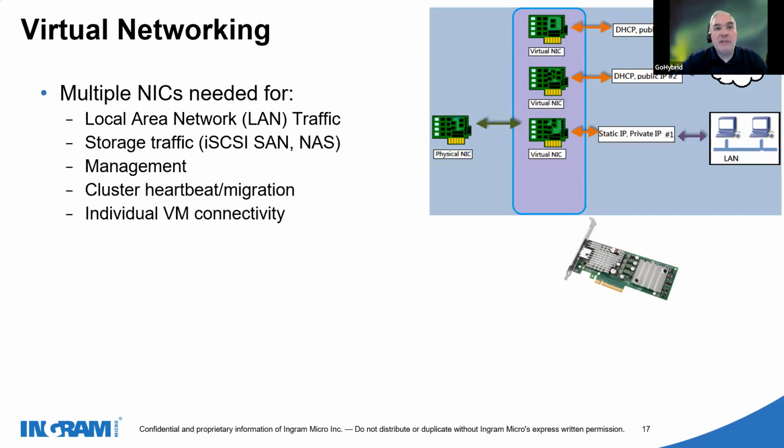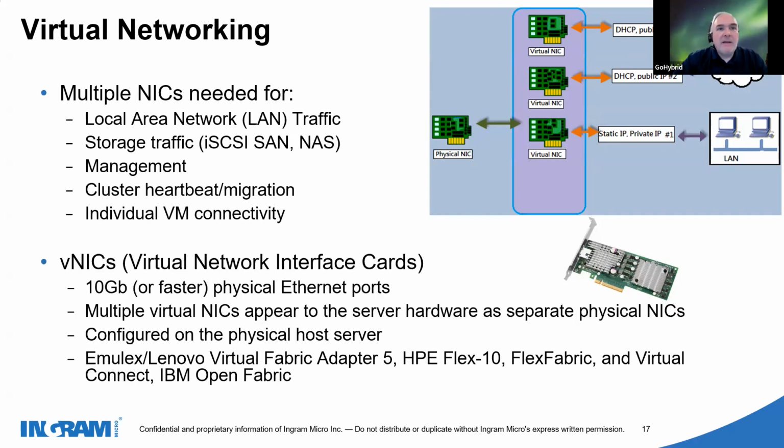These are some of the different uses for NICs on a server. Many of them, such as management or cluster heartbeats, don't use a lot of bandwidth, and they might not need the full bandwidth available through a NIC port dedicated to them. Virtual NICs are sometimes, but not always, found as a feature on 10 gig or faster NICs. Emulex, HPE, IBM, and Lenovo all offer products that support virtual NICs.